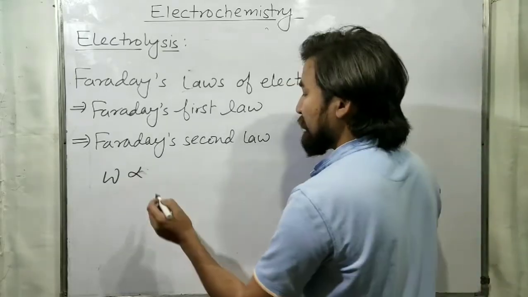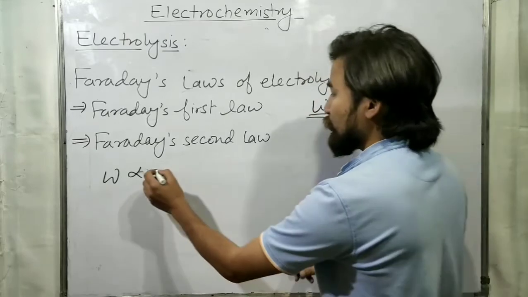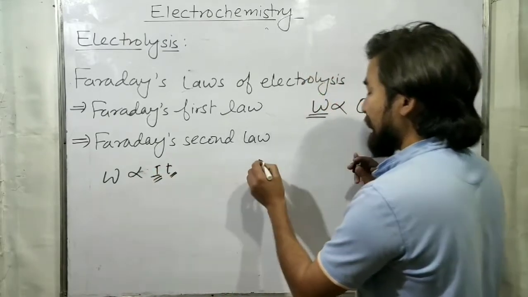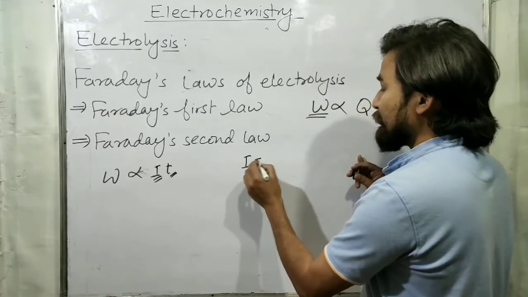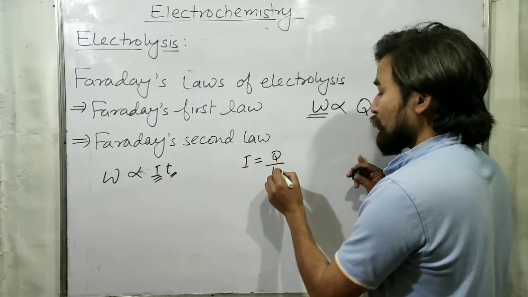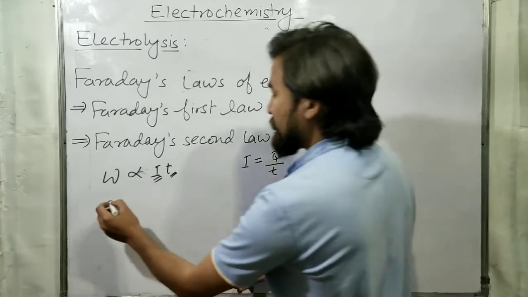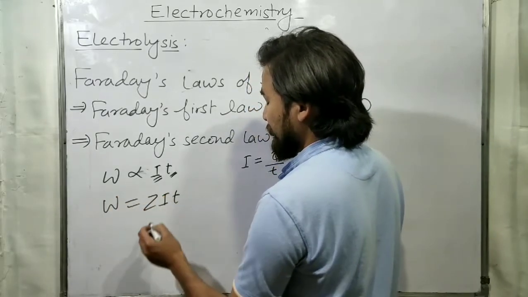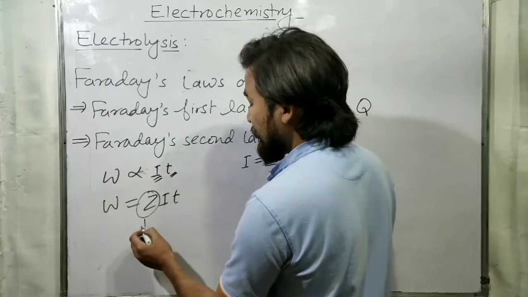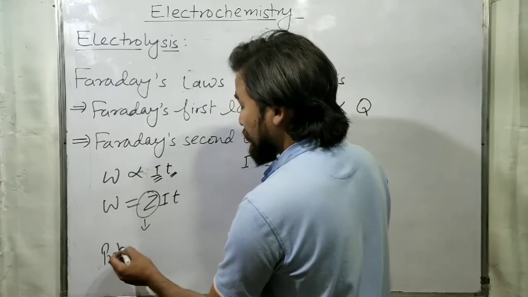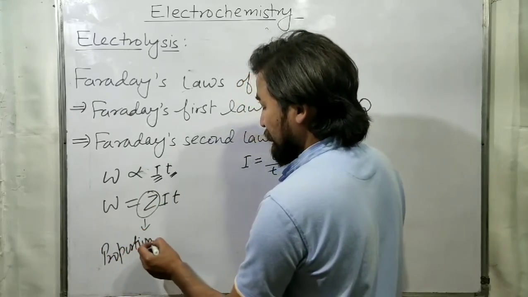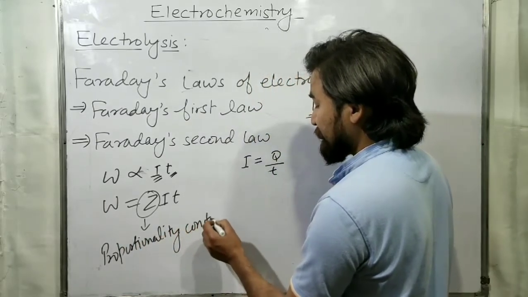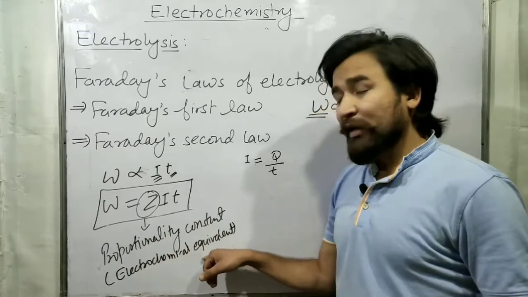So you can say W is directly proportional to Q. Q means I into t, I is current and t is time. So you know I is equal to Q by t, so Q will be I t, or you can say Q equal to Z into I into t. So Z is a proportionality constant here, called the electrochemical equivalent.